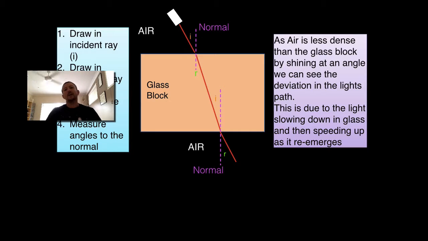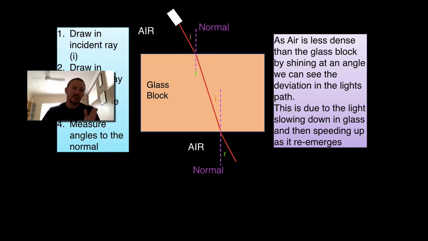So what is going on? Well, we know that the air is less dense than the glass block, so it's traveling a lot faster. As soon as it enters the glass block, the density increases. Now, basically, as the density increases, the speed slows down. Now, if the speed is slowing down, the refracted ray is going to move towards the normal. And you'll notice that the angle of refraction, that little green r, the angle is a lot less to the normal than the incident ray.